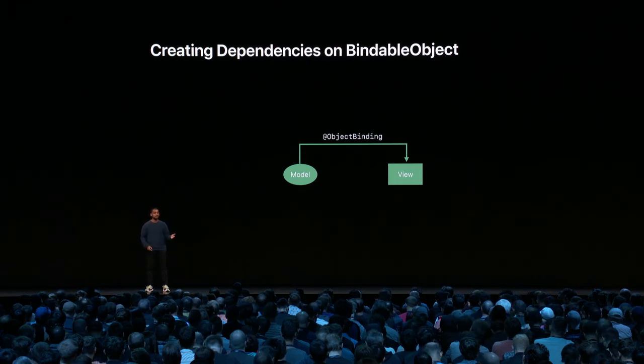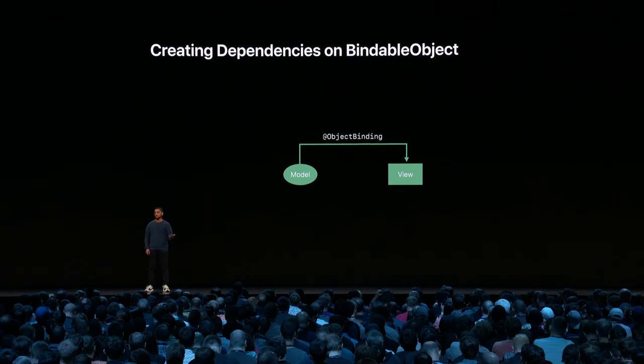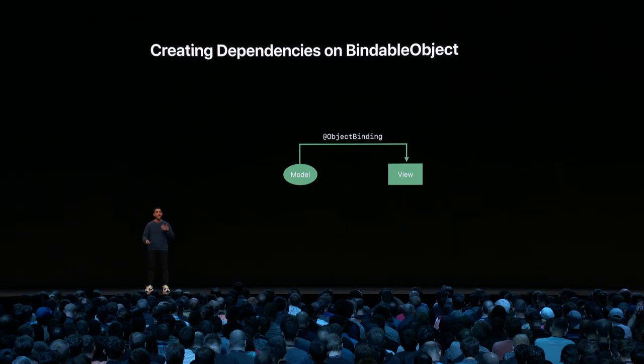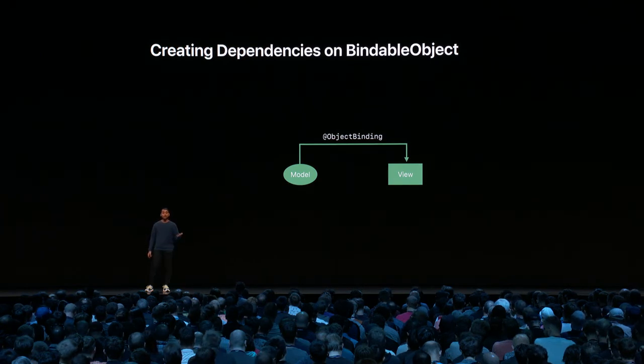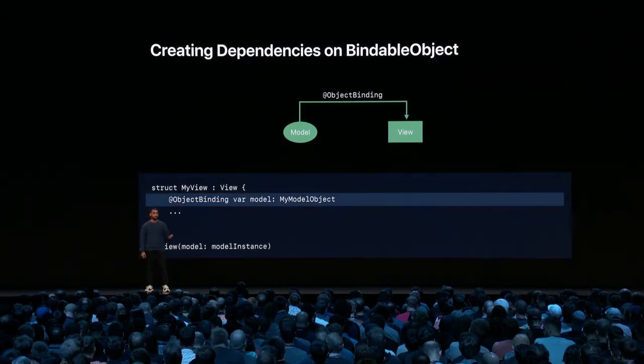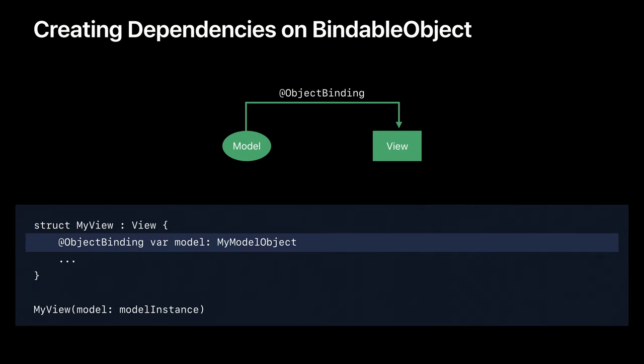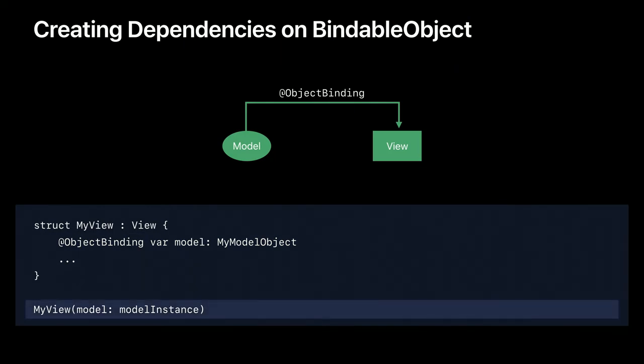Just like with state, when you use the ObjectBinding property wrapper and add that to your view, the framework recognizes that there's a dependency there. And so in body, when you access that data, we automatically figure out when to update your view. In code, this looks something like this. When you create your view, you add the ObjectBinding property wrapper to a property in your view. And then, when you instantiate your view, you just pass the reference to your model that you already have.